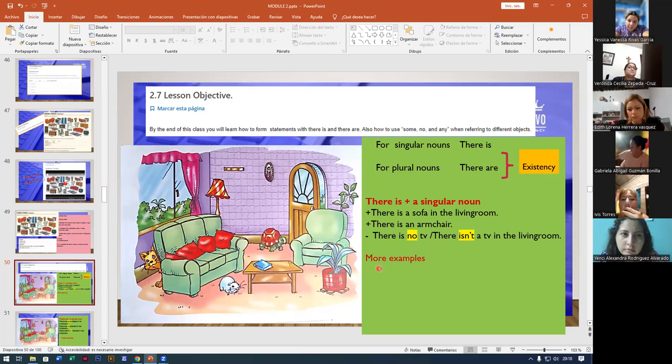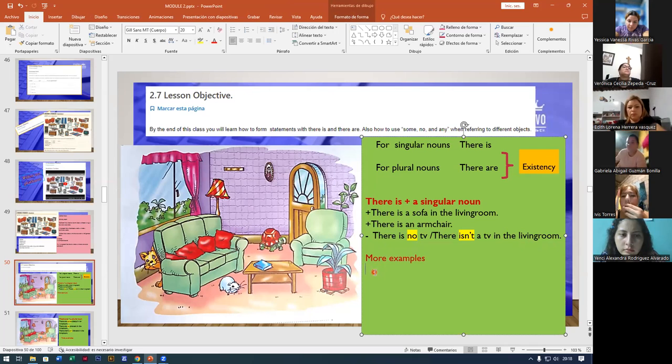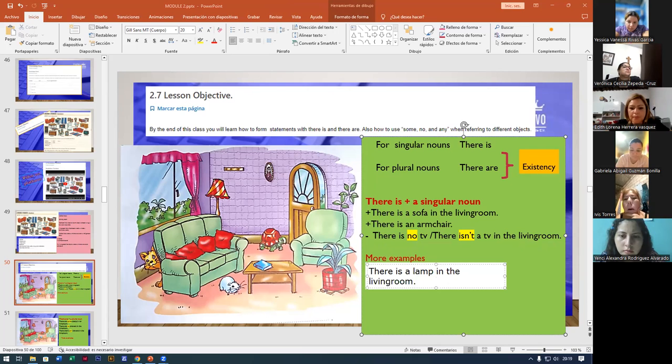Okay. So now let's check here. More examples. Give me more existency. Edith, give us another example in singular, affirmative. There is a? There is a lamp. Only one. There is a lamp. Okay. In the living room. In the living room. Very good. Thank you. Okay. Something else.